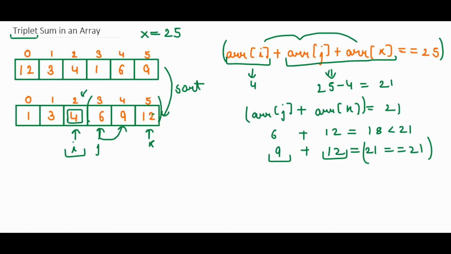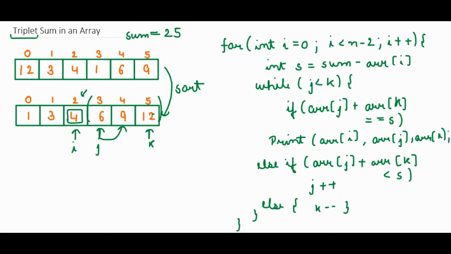Okay. So what is the simple algorithm I have used? First I will sort this array. Then I will fix my i one by one on every element. And the elements that are left will give us the pair sum, which is equal to x minus array of i. This is a very simple algorithm. Let's write a small pseudocode for it.